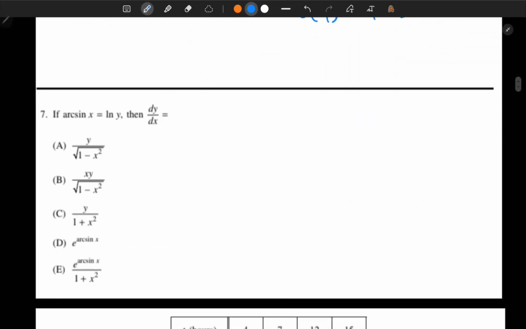Next, if arc sine of x is equal to the natural log of y, then what is dy dx? Well, taking the x derivative of both sides of this equation, we find that d dx of arc sine of x is equal to d dx acting on the natural log of y.